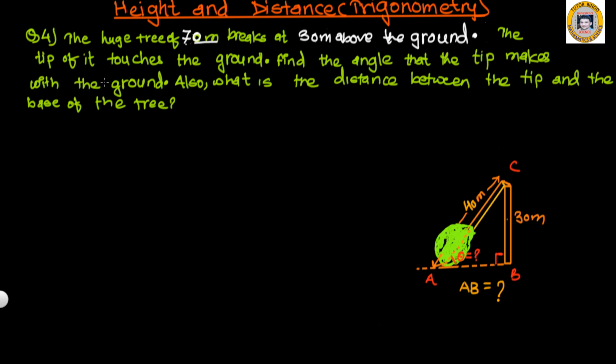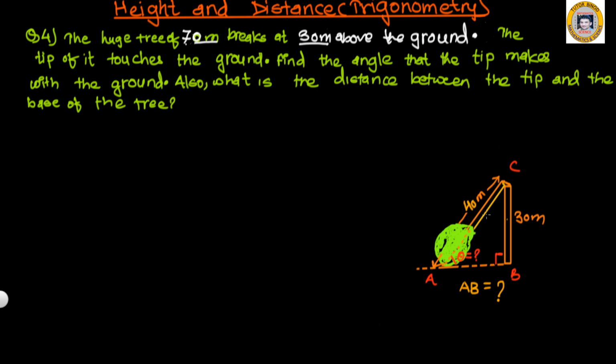Now let us do this problem. The huge tree of 70 meter breaks at 30 meter above the ground. The tip of it touches the ground when it breaks. Find the angle that the tip makes with the ground. Also, what is the distance between the tip and the base of the tree?